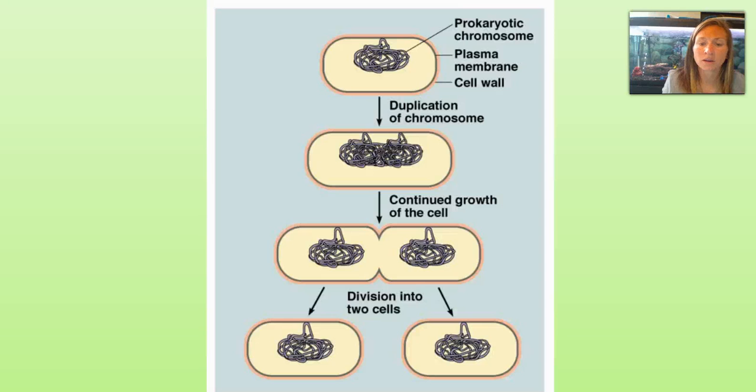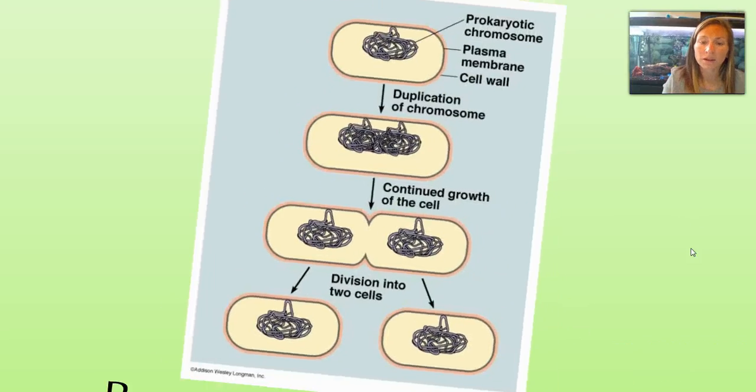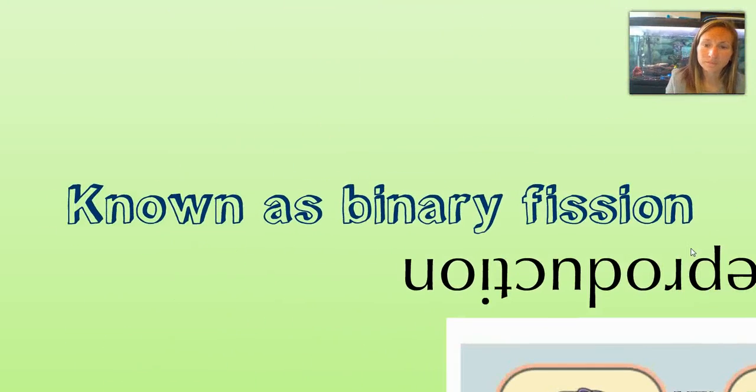Now, I mentioned bacterium and how they reproduce and how it's similar to mitosis, and so this is how bacteria reproduce. It gets larger, and they duplicate their chromosomes just like mitosis. The cells continue to grow, and then a wall will be placed in between the two cells where they separate, and you would have your two new bacterium cells. So this is known as binary fission, or again, the reproduction of a bacterium cell.